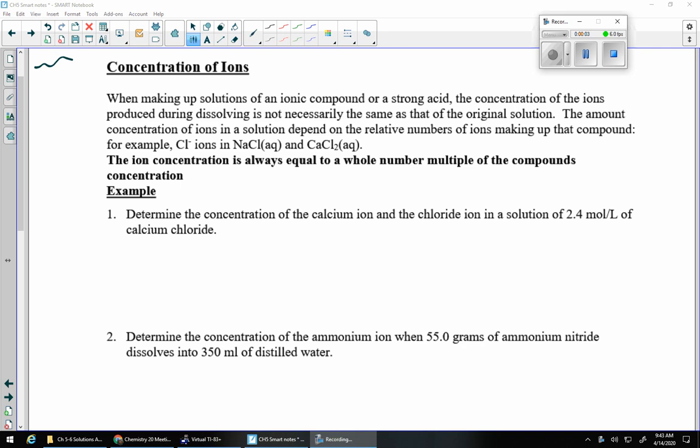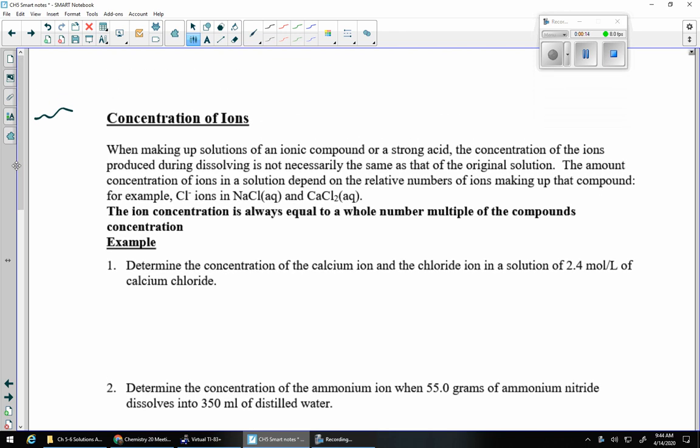It's Mr. Jukley here, going to talk to you today about concentration of ions in solution. So the really big idea with this is, if you were to take an ionic compound and dissolve it, we know that a dissociation equation is going to happen. We know that it's going to break apart into its individual ions. The concentration of the compound may not be exactly the same as the concentration of its individual ions.